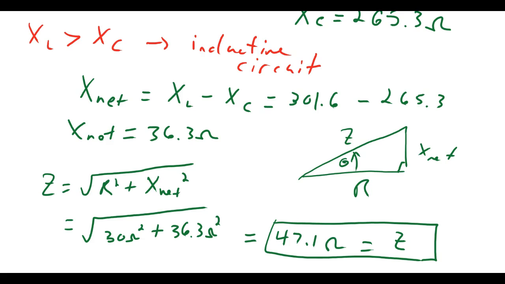And so as we said here, XL is bigger than XC, and that makes this an inductive circuit, which means that the power factor will be lagging, the phase angle theta will be lagging, and that we will draw the phasor diagram and the impedance triangle as lagging diagrams.